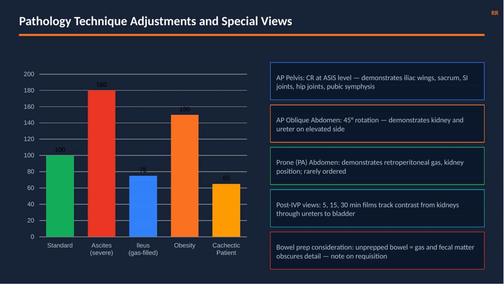Gas attenuates less than normal soft tissue. The standard technique overexposes. Obesity. Increase mAs substantially, up to 70% above standard. Cachectic patients. Decrease mAs by 25 to 35%.